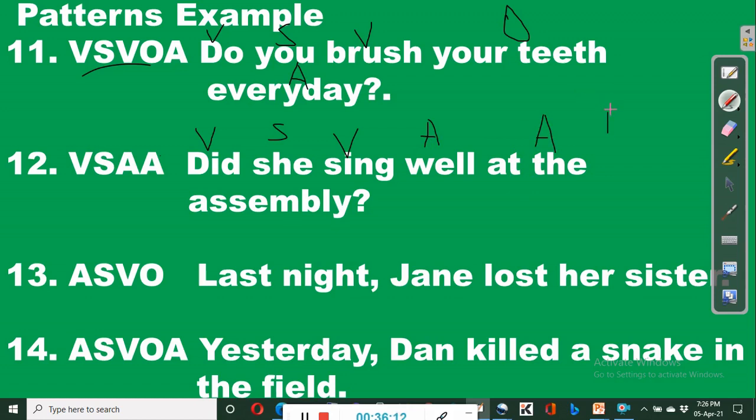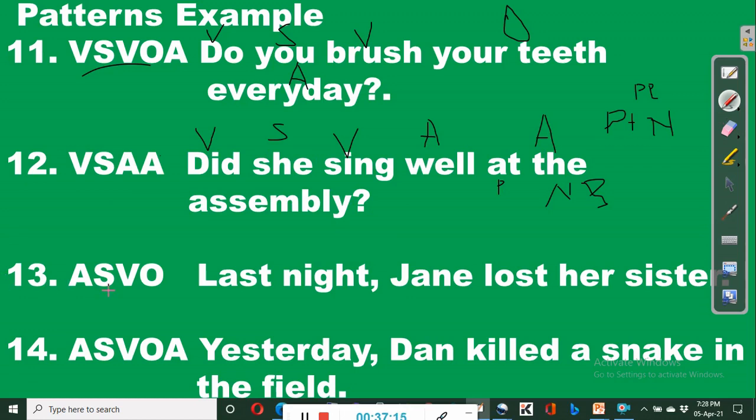A prepositional phrase, you know, is what we call P plus NP, all right, gives us PP, that's prepositional phrase, because here at is a preposition while the assembly is the noun phrase. Now, of course, you can understand the structure, all right? So the assembly here is the NP. So that is a prepositional phrase. So the structure is VSVAA. That is the pattern number 12.